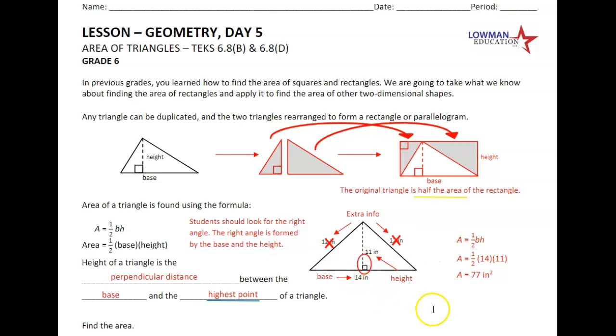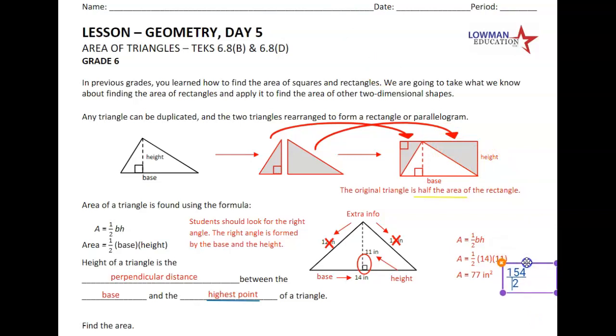Let me get this out of your way so we can see our 14. Our base is 14, so we're going to plug that in for B. Your height is 11. We're going to plug that in for H. Now let's go ahead and multiply. 14 times 11 is actually going to give you 154. So we have 154, but we're not done yet because we need to divide this 154 by 2.